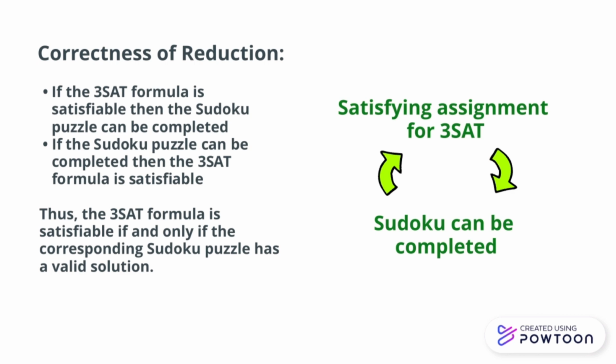Conversely, if the Sudoku puzzle can be completed, the corresponding values in the variable cells represent a valid truth assignment for the 3-SAT formula. The structure of the puzzle ensures at least one literal in each clause is true, meaning that the formula is satisfiable. Therefore, the 3-SAT formula is satisfiable if and only if the corresponding Sudoku puzzle has a valid solution.